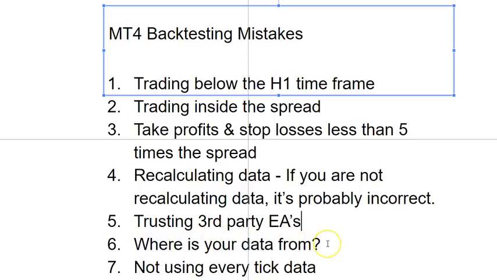Where is your data from? Now, you've got to know where your data is coming from. Is it coming from your MT4 broker? Where are they getting their data? You need to know where your data is coming from to know if it closely resembles the actual market.